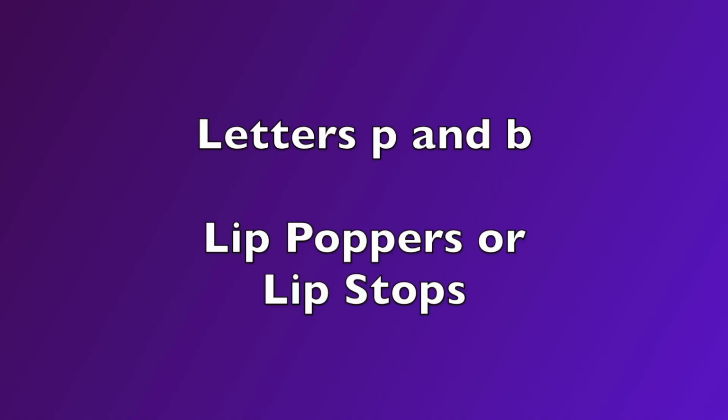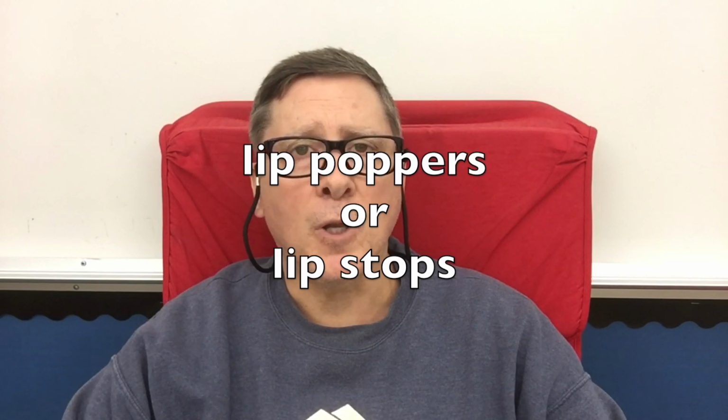Today we're going to learn what our mouth does when we make all the sounds that we need to talk. We're going to feel exactly what our mouth does when we make each sound, and we're going to describe that feeling. We're even going to see if we can make up some new names for sounds that describe what our mouth does to make the sound. We're going to start by learning about the phoneme, or sound, that the letters P and B make. We call these sounds lip poppers or lip stops.